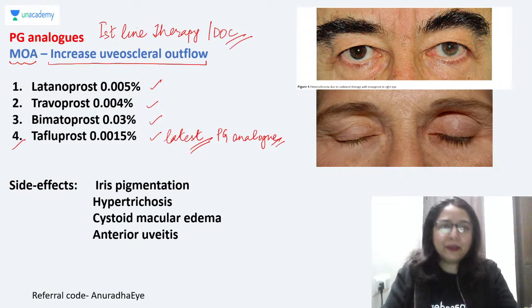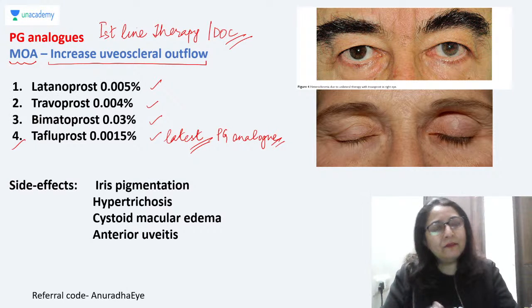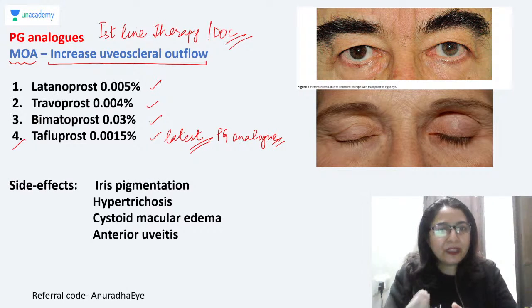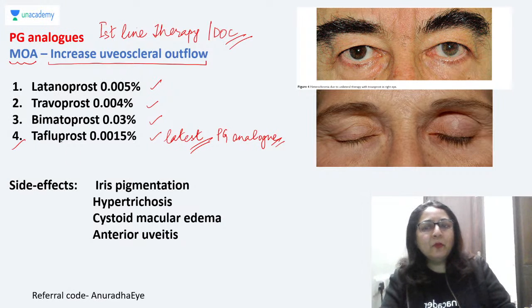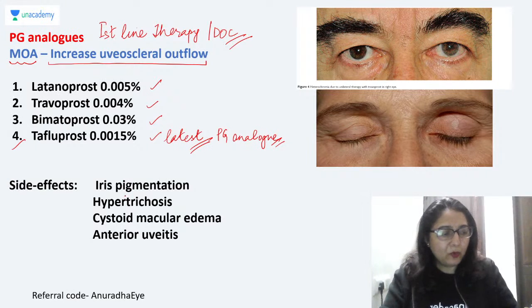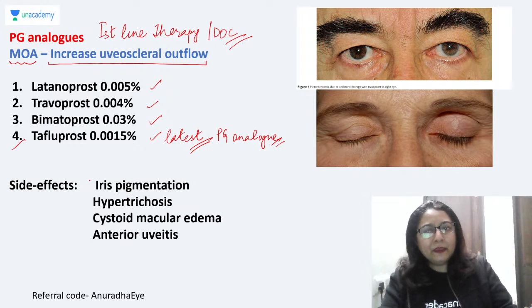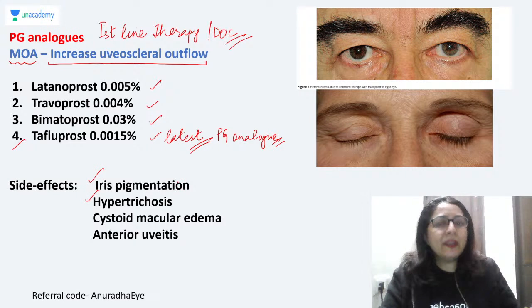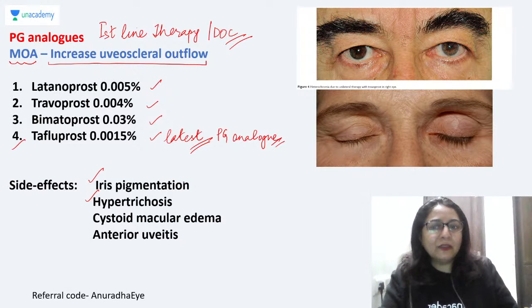If you compare them with the other anti-glaucoma drugs, the side effects are quite mild, and they are one of the most efficient drugs to reduce the intraocular pressure. So they bring about good control of the intraocular pressure. Side effects are mostly local only, that is, in the eye.